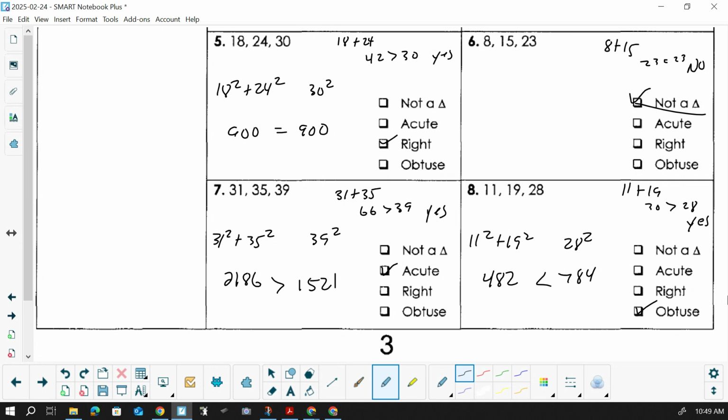All right, and that's all for this particular section. And then after this, we'll do some practice.